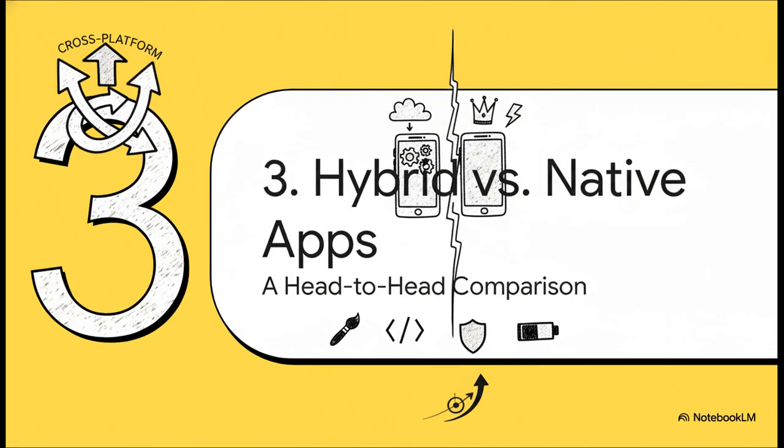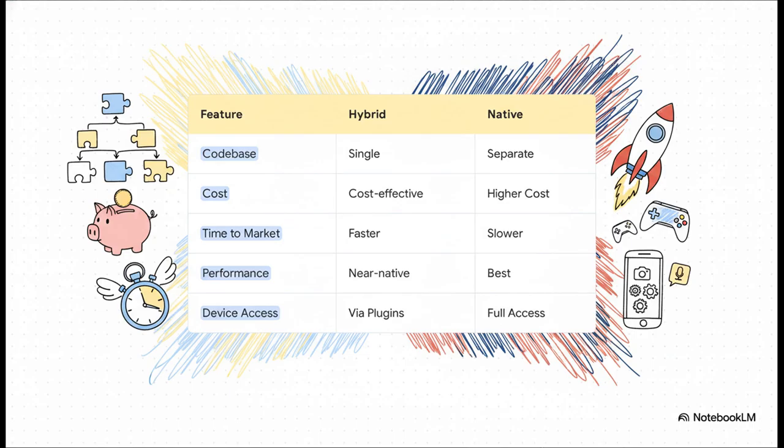Okay, this brings us to the most important part of the whole discussion. Let's put these two approaches head to head. When do you go hybrid, and when is native still the undisputed champion? This table breaks it down perfectly. You can see right away that for code base, cost, and time to market, hybrid is the clear winner. It's just flat out more efficient.